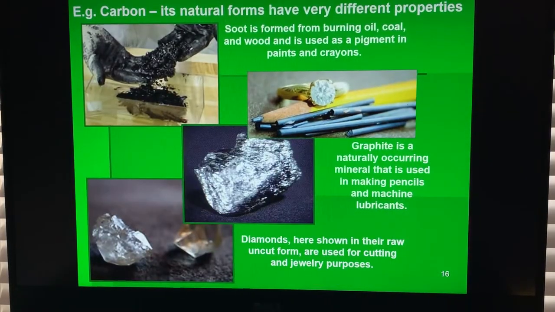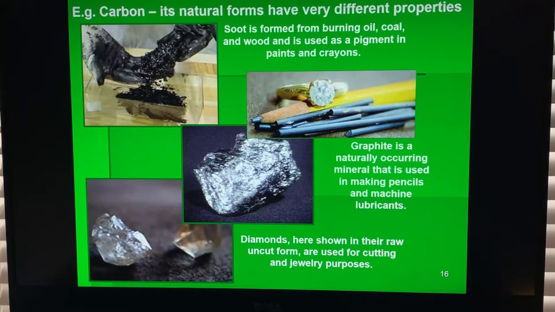So the example that I wanted to tell you about this group was carbon itself. Carbon has natural forms, this is what's special about carbon. And all those forms have different properties. So one of those forms is soot. It's formed when you burn oil, coal, and wood. It's that black stuff that gets on your hands at a campfire or a barbecue. It's also the black stuff on your burnt toast in the morning that you scrape off because you left the toast in the toaster oven too long. It's used as a pigment in paints and crayons.